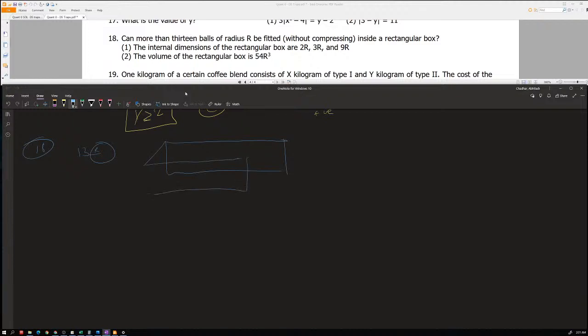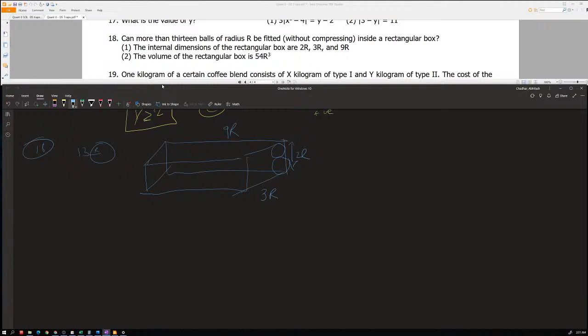I think we cannot do anything but to visualize it. So there is this box. The largest dimension is 9R, so I'll take this as 9R. And the other two dimensions are 3R and 2R. So let me take this as 2R and that is 3R. Okay. Now our ball has a radius R. So definitely we can fit two balls here. This will become 2R.